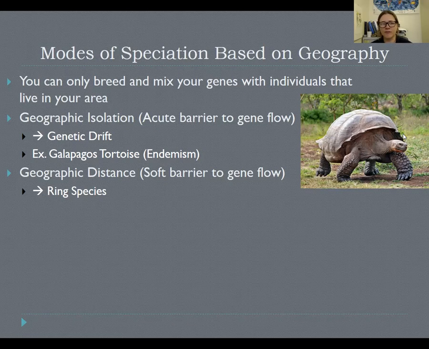Sometimes we also have geographic barriers that aren't so acute. It's not like you're on an island or you're not on an island, but maybe there's just a large geographic range over which a species exists.